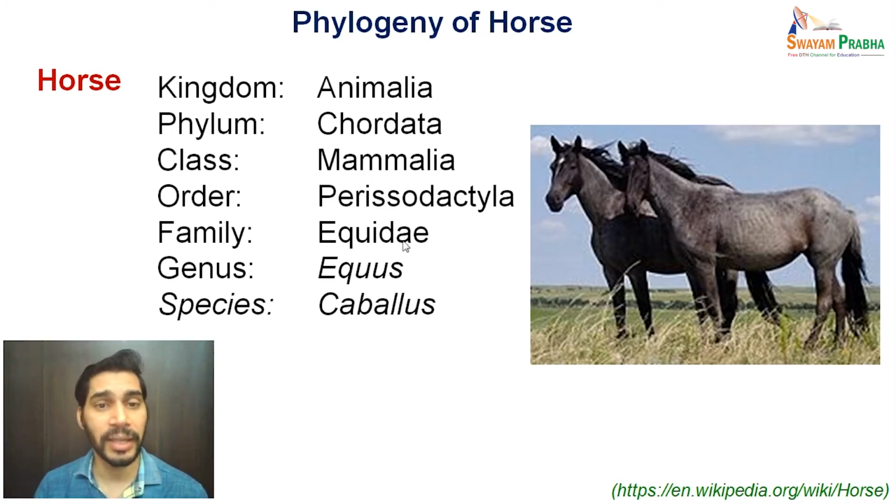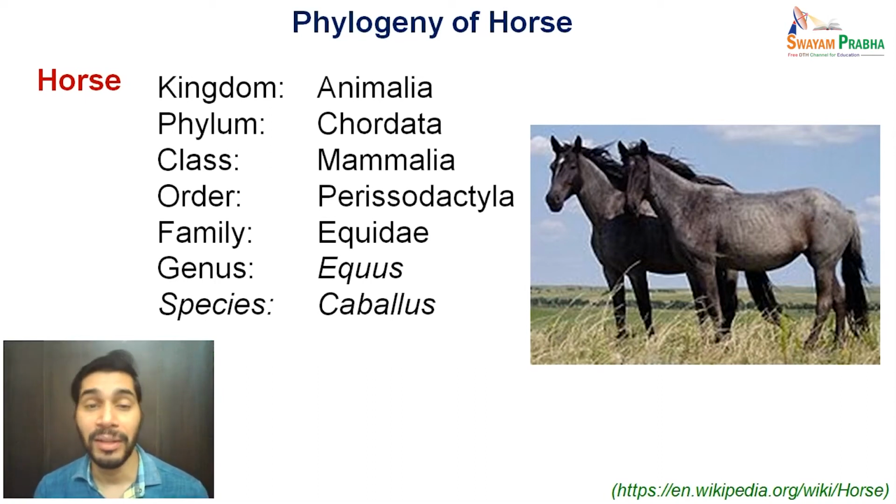Within Perissodactyla, there is a family called Equidae, and within Equidae, there is a genus called Equus, which represents all the horses. Now, as a layman, what you call a horse is basically Equus caballus. There are other horse genus members as well.